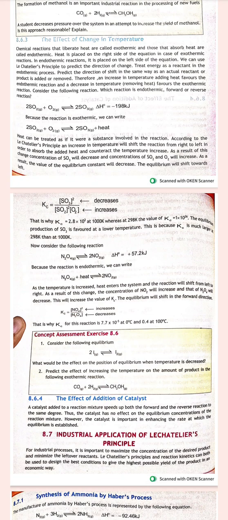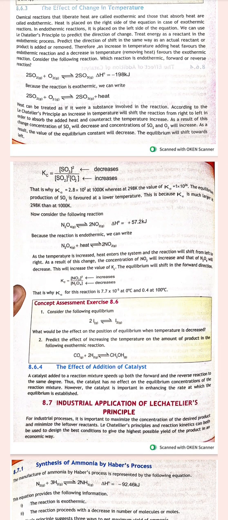Treat energy as a reactant in the endothermic reaction. Predict the direction of shift in the same way as when an actual reactant or product is added or removed. Therefore, an increase in temperature, adding heat, favors the endothermic reaction and a decrease in temperature favors the exothermic reaction. When we are providing the heat, the reaction will be endothermic, meaning it is absorbing the heat. And when the reaction is endothermic, forward or reverse, so let's see.